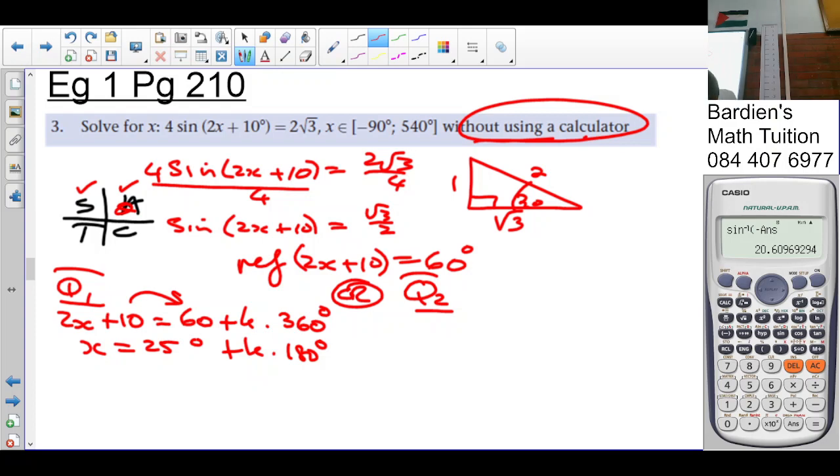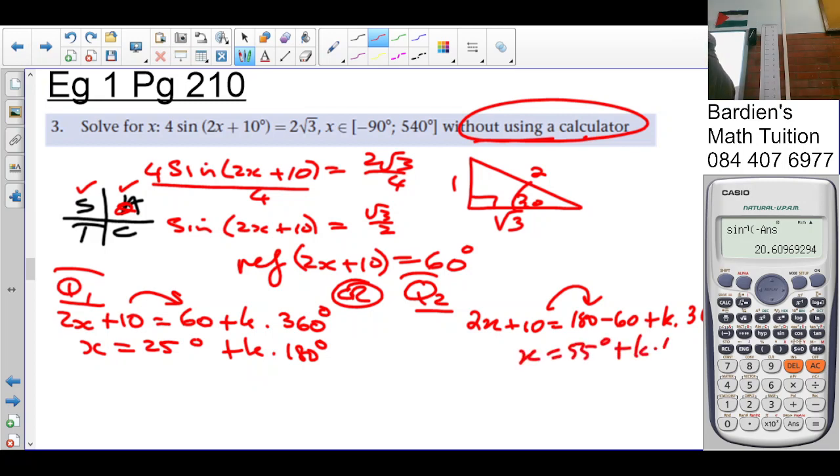Let's look at quadrant 2. What do I write for quadrant 2? 2x plus 10 equals 180 minus 60 plus k times 360. Take it over, so that's going to give you 120 minus 10 is 110. Divided by 2 is 55 plus k times 180. Where k is an element of?